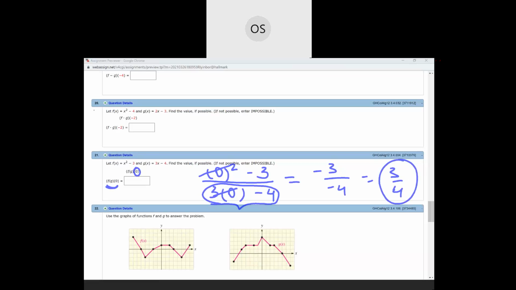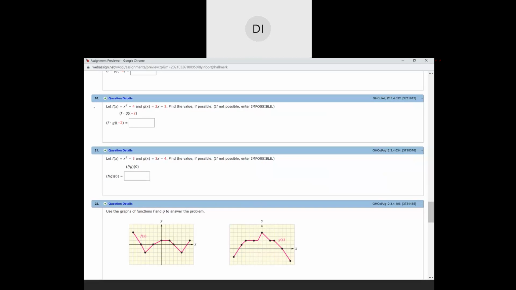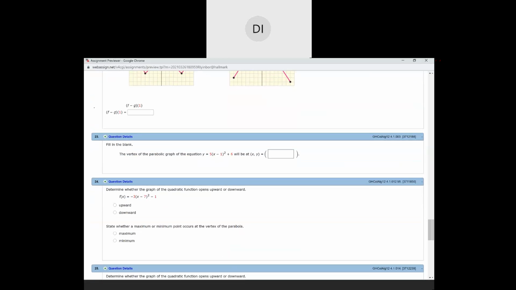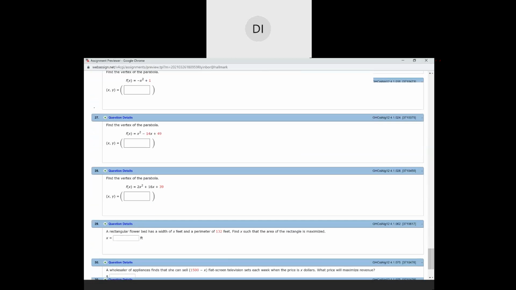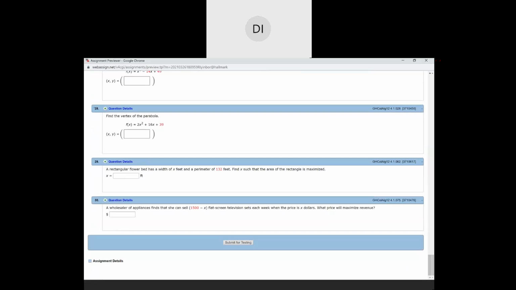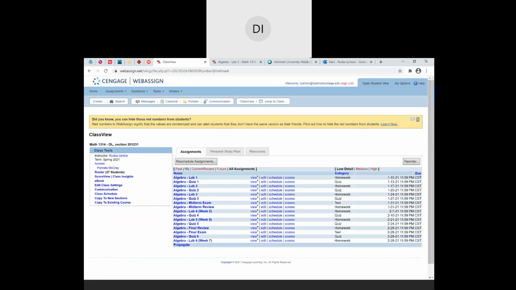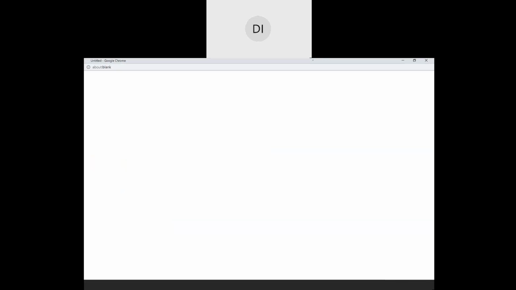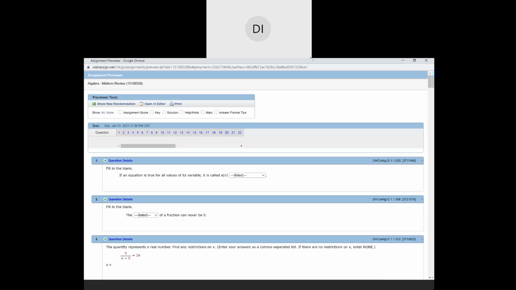So pretty much the rest of it is like this: function f, function g, and finding the vertex. Do you understand that? Okay, let's go to the review. I'm going to open the midterm review, and let's see what you get there. Okay, so the review has a few questions, 45. Which one do you want me to go over?